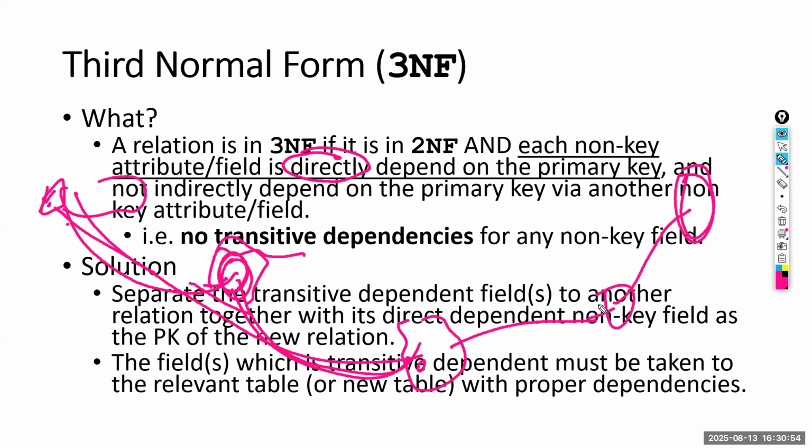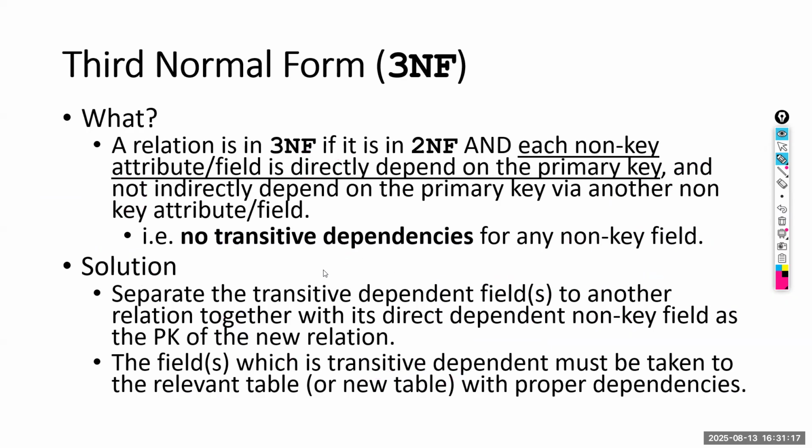Transit. So that is how the word comes, right? Transit. Now this is transitive dependencies. No transitive dependencies. It's like you must directly go to Japan, not get off in Singapore and get into another flight to Japan, right? So that means all your non-key fields must directly depend on the primary key, not through another field.